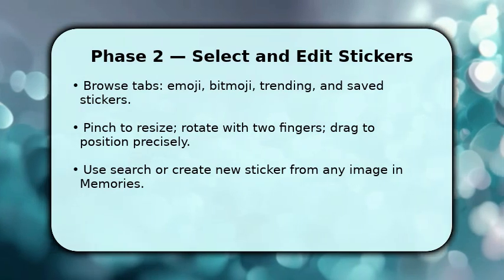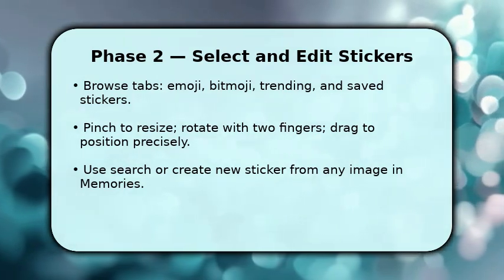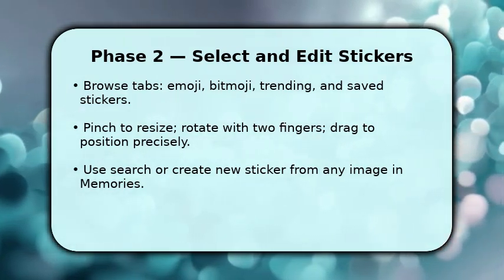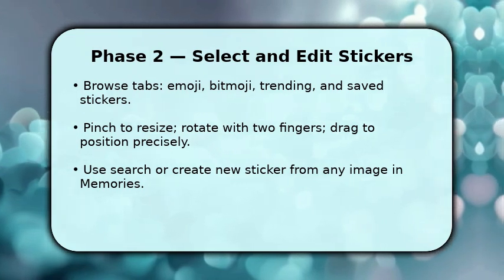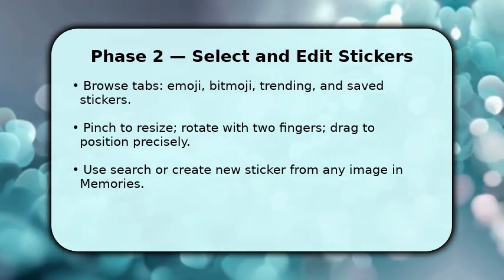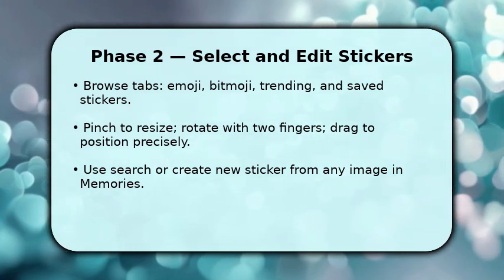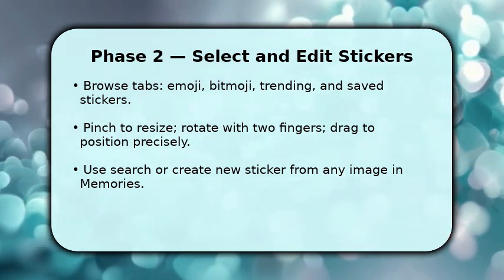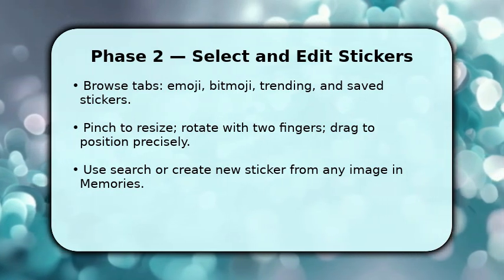Now choose the sticker that matches your message and image. Select from emoji, bitmoji, trending, or saved stickers because each offers different visual weight. Once the sticker is on screen, pinch to scale it and rotate with 2 fingers for natural alignment. This helps integrate the sticker with the scene.